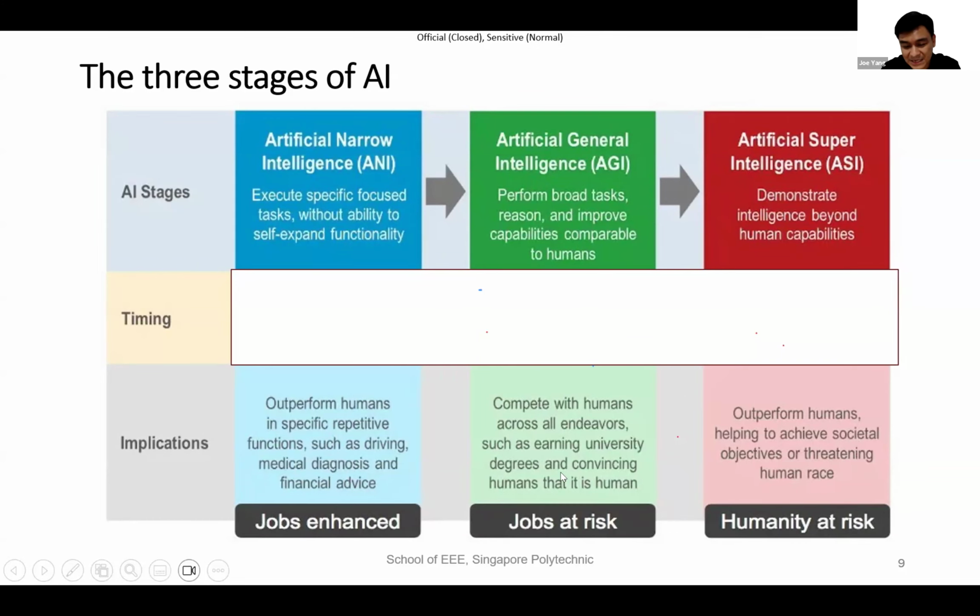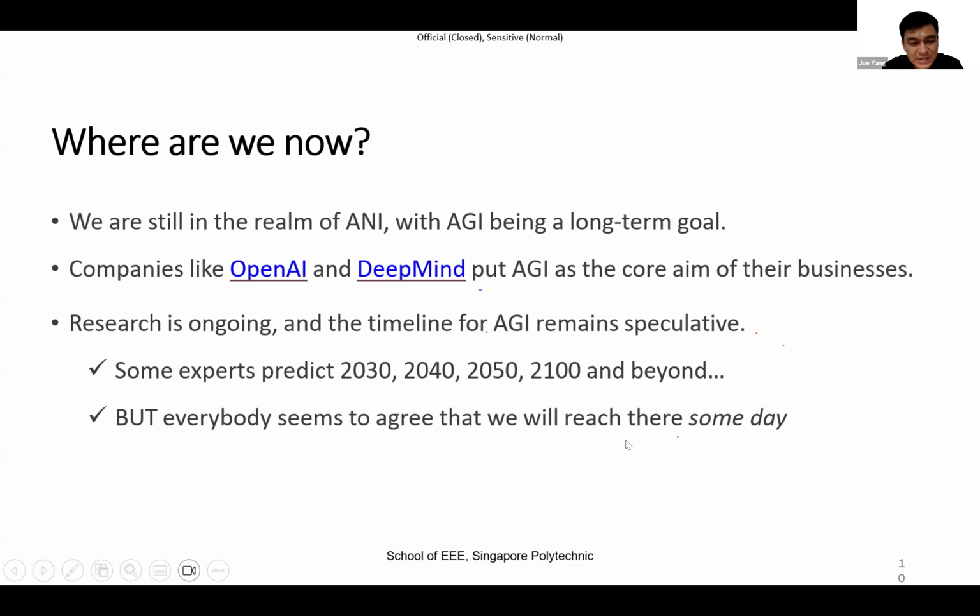So yes, at that period of time, our jobs might be at risk. So we need to think about how to redesign our jobs and how to work well together with AI, so that we won't be replaced by AI. Please take note. But with ASI, of course, it can do beyond human capabilities, for example our scientific discoveries. At that stage, our humanity may be at risk. Yeah. So now, where are we?